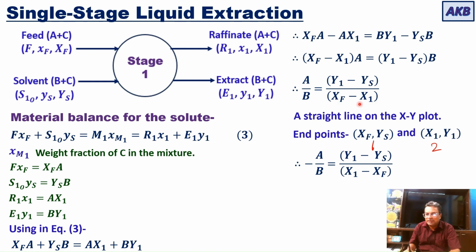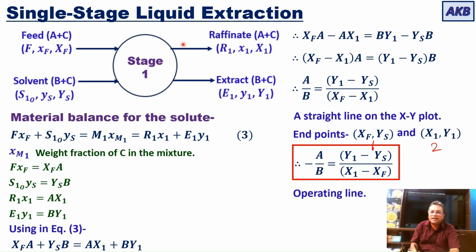So I'll have to interchange the position, and I'll have to multiply with a negative sign. So that negative sign will come on this side. That's why you have minus a by b. So it will be capital Y1 minus capital Ys divided by capital X1 minus capital XF. So this is the equation of a straight line which has a slope of minus a upon b. The slope of the line is minus a upon b, and this is nothing but the operating line for this single stage liquid extraction operation that involves insoluble liquids.